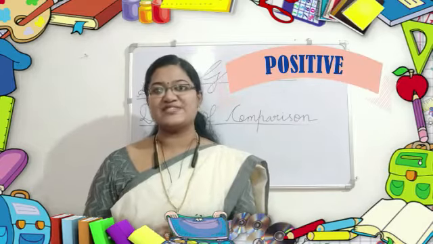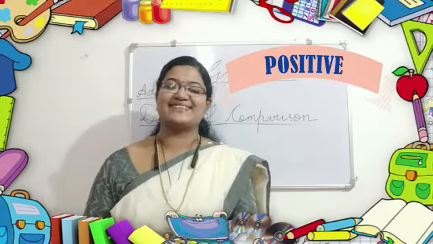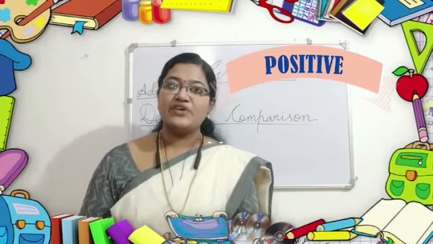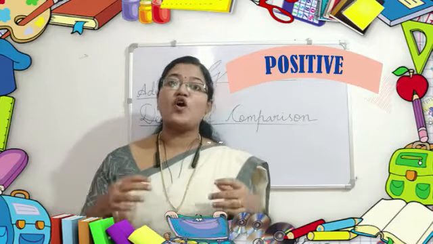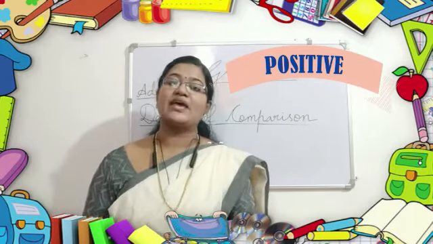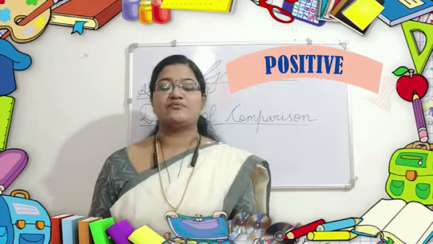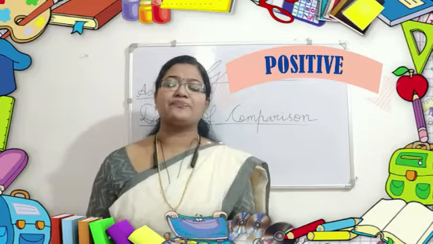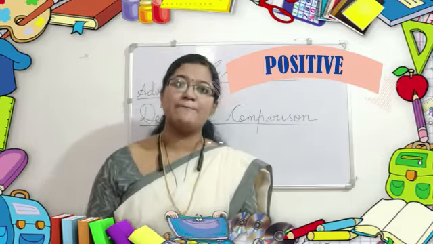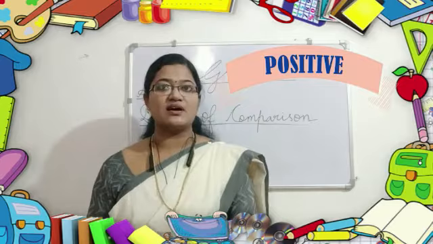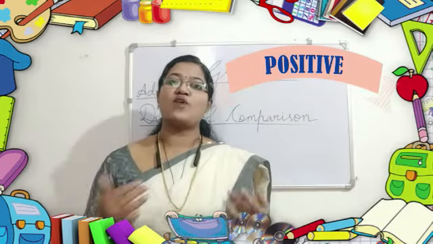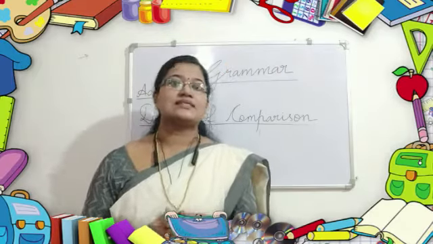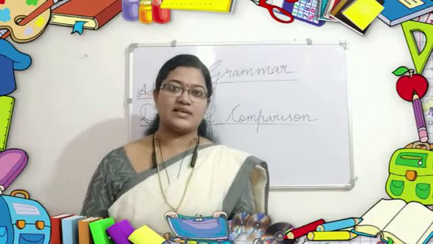When do we use positive degree? That's my next question. We use positive degree when we do not compare. When we talk about something, some noun, person, thing, place, whatever it may be, and I do not compare one place with another, one thing with another, or one person with another, then the sentence is said to be in positive degree.